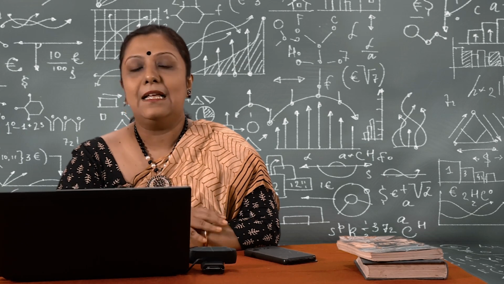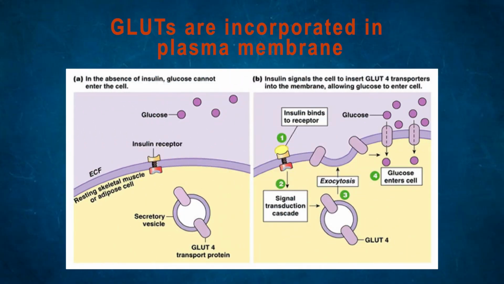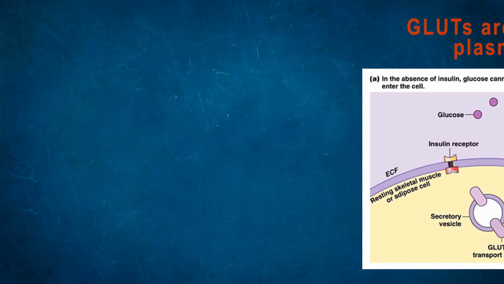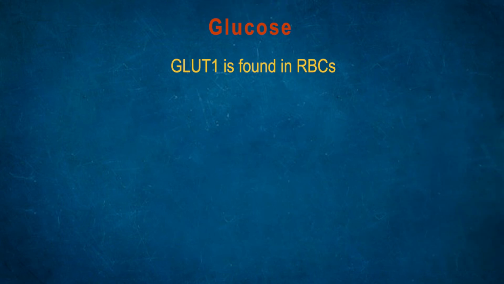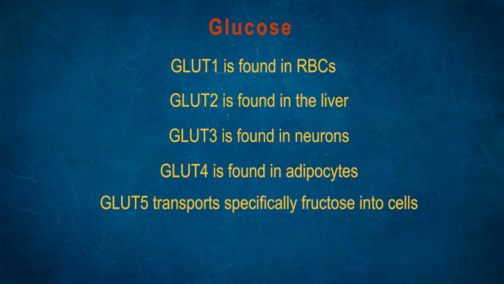It can increase the uptake of glucose. They are waiting within secretory vesicles when a signal comes, such as a hormone, insulin, whatever. When the glucose concentration increases outside, all those GLUTs get incorporated into the plasma membrane. There are many isoforms. GLUT1 is found in RBC. GLUT2 is found in liver. GLUT3 is found in neurons. GLUT4 is found in adipocytes, and GLUT5 transporters are important to take up fructose.